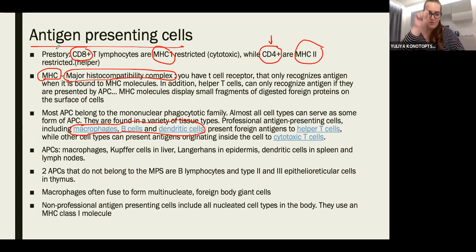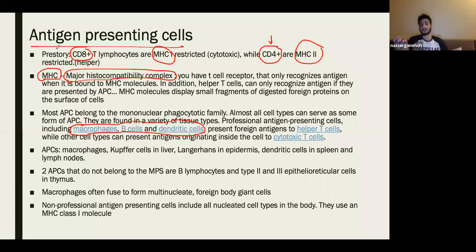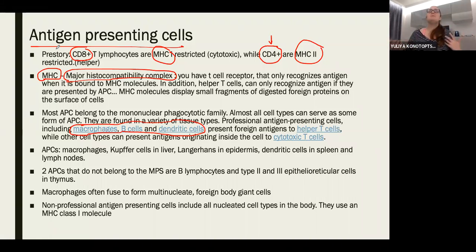So let me play you a little something, okay? Let's imagine, how does it actually work? How are macrophages and B cells foreign cells? They're our own body cells. So let me show you what actually happens, right? What does it mean, antigen presenting cell? So let's imagine the following situation.